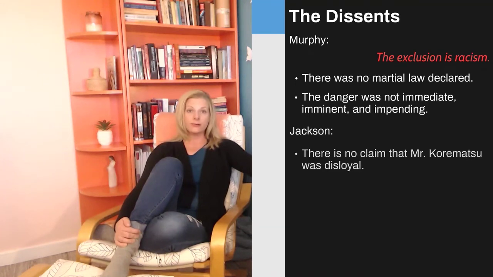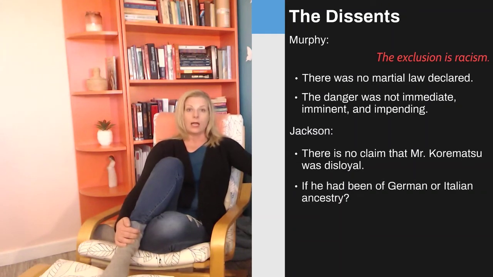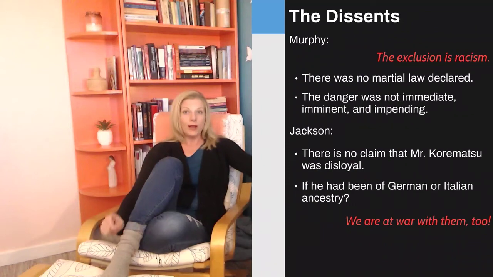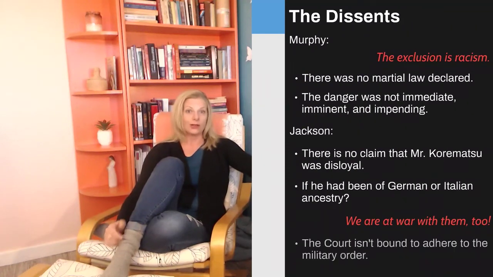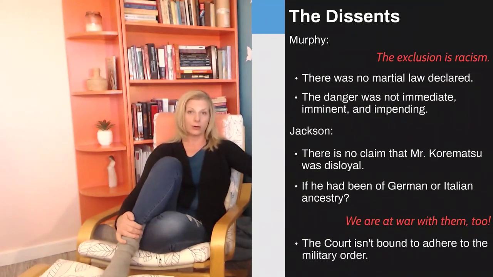Justice Jackson argued that there was absolutely no claim that Mr. Korematsu himself was disloyal. And what if he had been of German or Italian ancestry? Jackson points out, we were at war with them too. The court, he argued, is not bound to adhere to the military order.